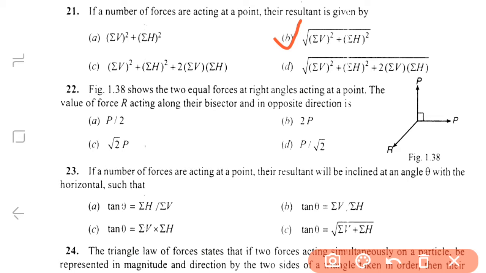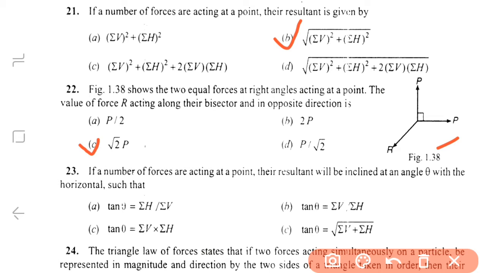Now next is question 22. Here this figure shows two equal forces at right angles acting at a point. The value of force acting along their bisector and in opposite direction is. Here friends, these are the options, and option C is the correct answer for this question, that is root 2 into P.